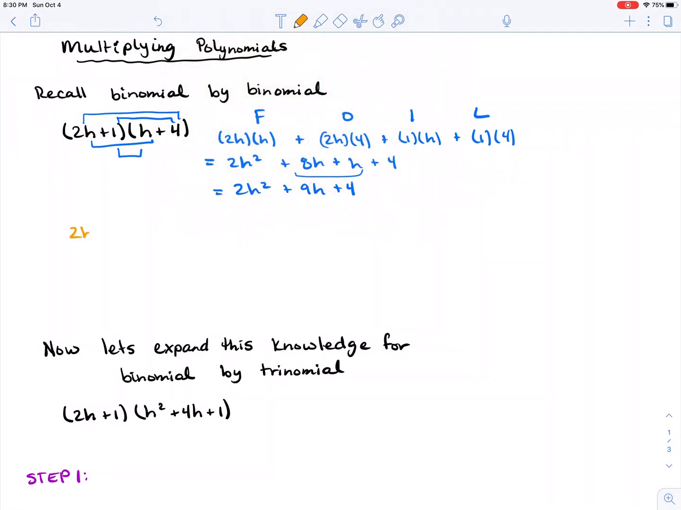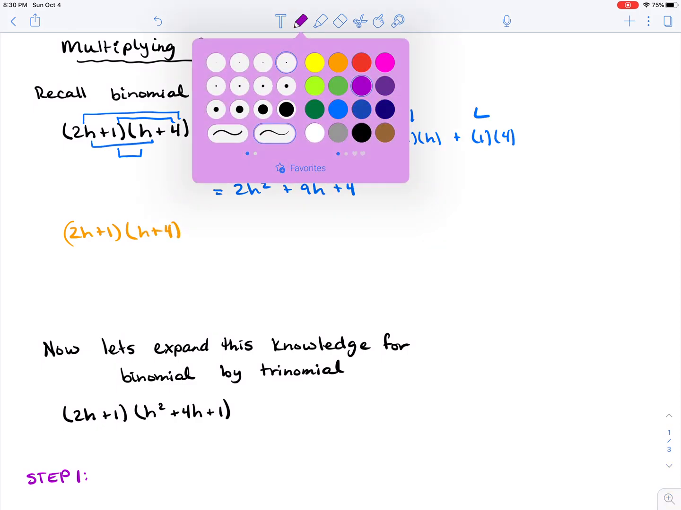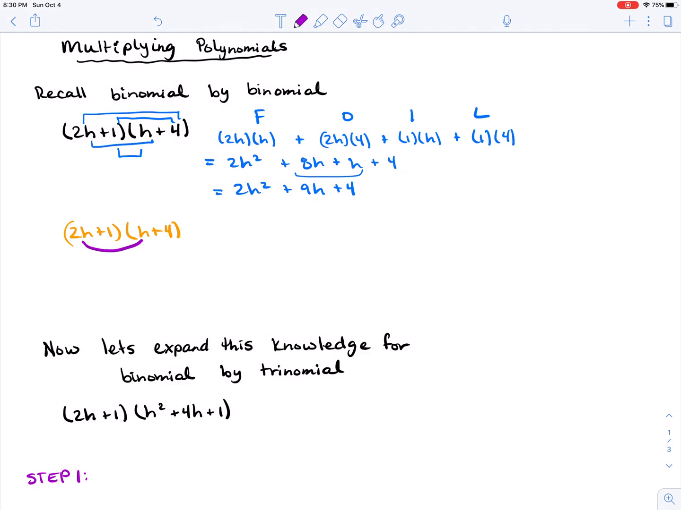I'm going to rewrite this just to show you what we've done. So what we've done here is we've taken the 2, multiplied it by the h, and then we've gone ahead and multiplied it by the 4. We've done the same thing with the 1, multiplied it by the h, and then multiplied it by the 4. That's what we call distributive property.